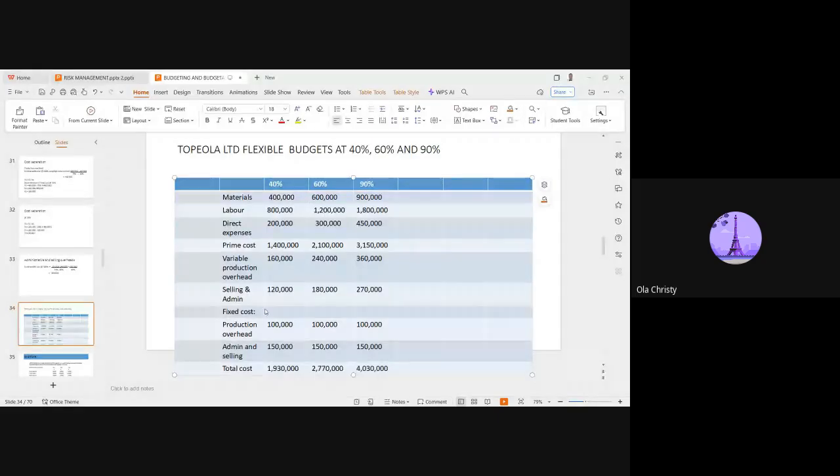My question goes to the administrative and selling expenses. We have administrative and selling expenses as 120, 180, and 270, which is a percentage of our variable cost. And the following one is our fixed cost of 100,000. So the next one is administrative and selling expenses. I'm not clear about that. Does that mean that we have fixed administrative and selling expenses?